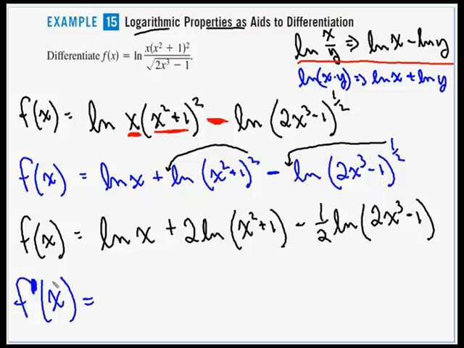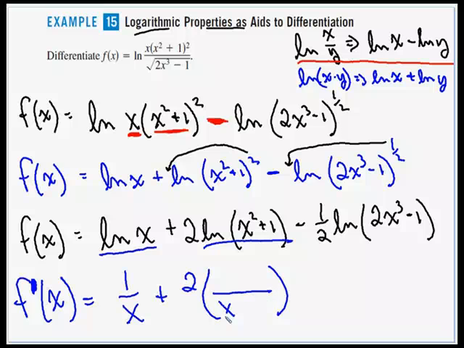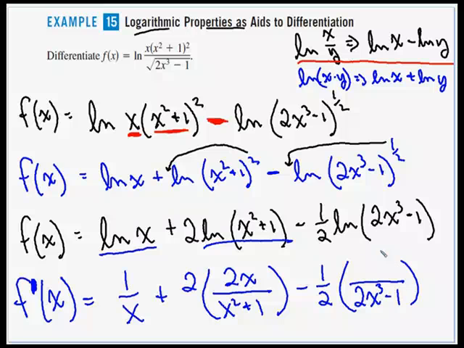F prime of x. Well, the first term, ln of x, easy derivative, 1 over x. Plus, we're going to have 2 times the derivative of this. And the ln of this quantity, its derivative is, our denominator is that quantity, x squared plus 1, and our numerator is the derivative of that denominator, 2x. Minus 1/2. Here again, we have a ln of a quantity, so that same quantity is our denominator. The numerator is its derivative. What would that be? 6x squared.